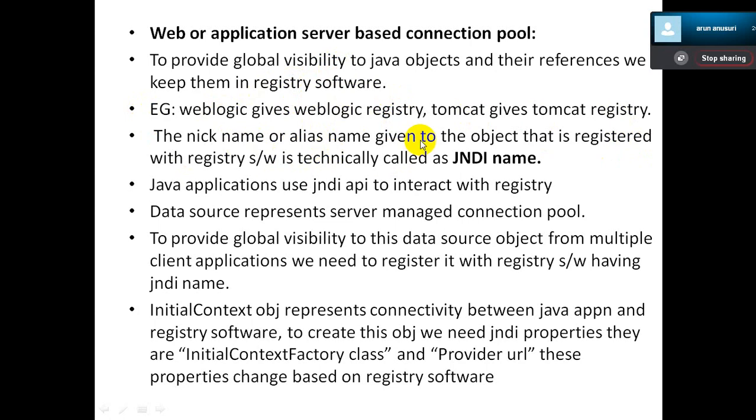The nickname or alias name given to an object that is registered with the registry software is called the JNDI name. So we register our object with the registry software, and then we give a nickname to the registered object. We call that nickname the JNDI name. A Java application uses the JNDI API to interact with the registry. A data source represents the server-managed connection pool.